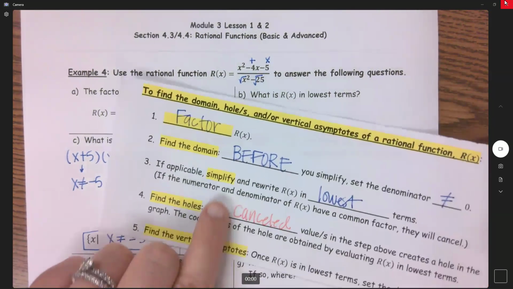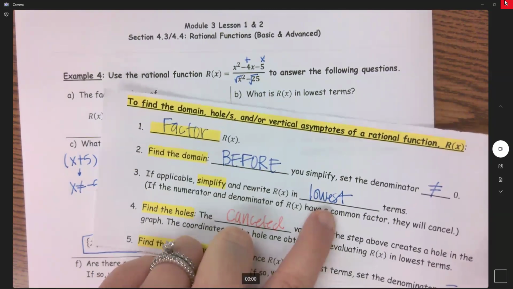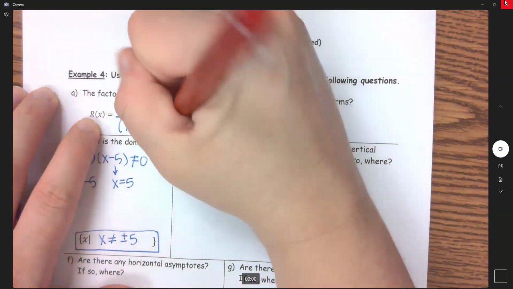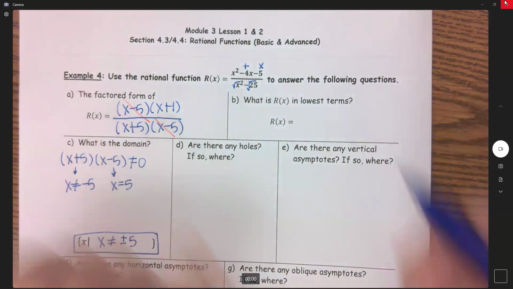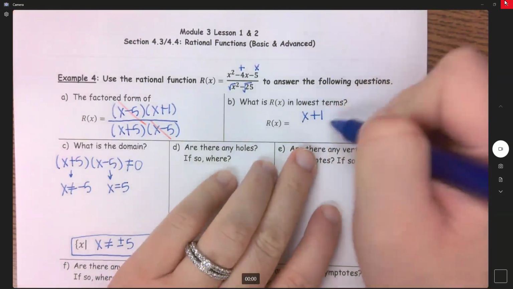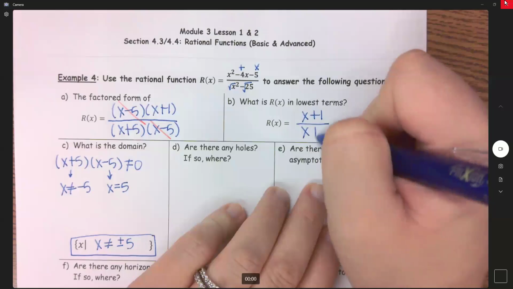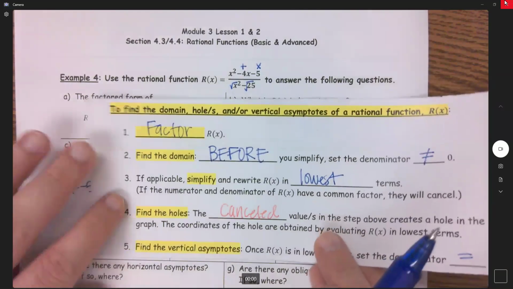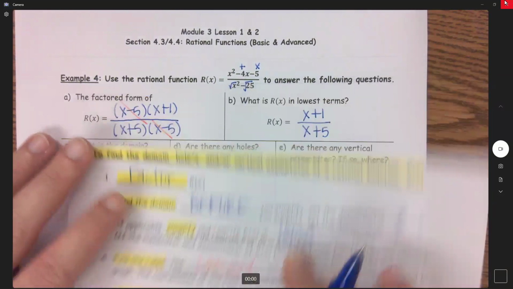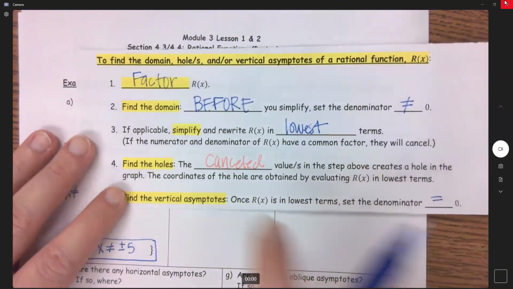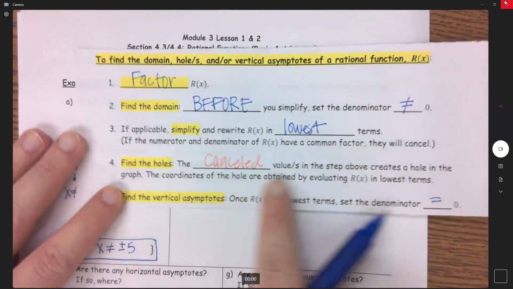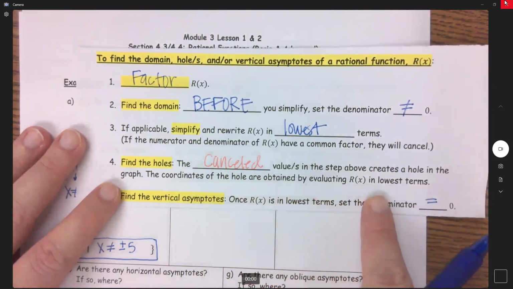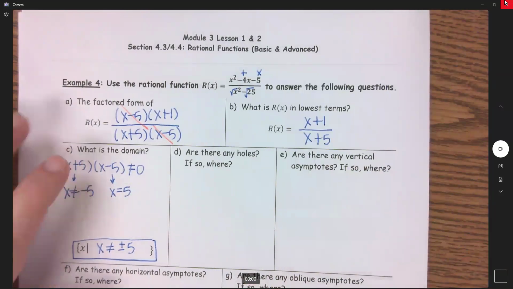Okay, now we're going to simplify and write this in the lowest terms. So what cancels here? We have an x minus 5 on top and bottom, so that leaves x plus 1 on the top over x plus 5 in the bottom. Now that we have simplified and written in lowest terms, which is this, find the holes. Anything that canceled leaves behind a hole, and we will find the coordinates by evaluating R of x in lowest terms.